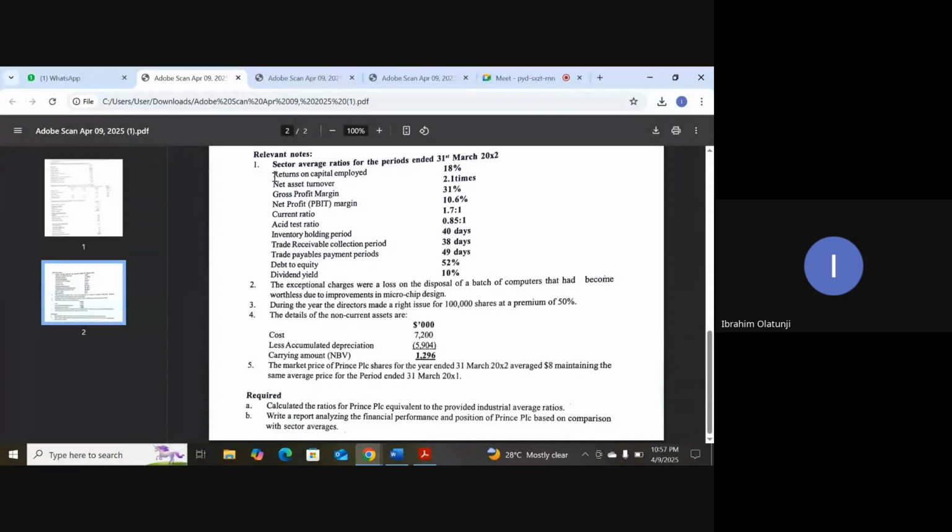You have to compute your own return on capital employed. You know they got 18 as industrial average. Then you have to compute your own. So you calculate your net asset turnover, you do your own gross profit, and so on. All the ratios that are there, you have to do your own. That's what they mean by calculate the ratio for the Prince PLC equivalent to the provided industrial average ratio. Then when you have done your own, you move to B to write a report.